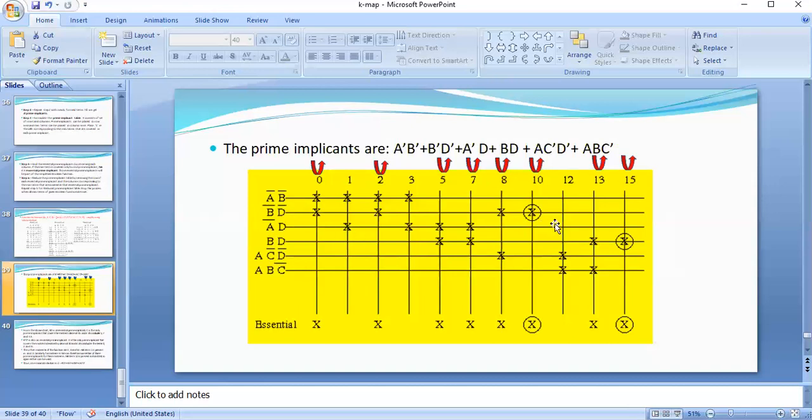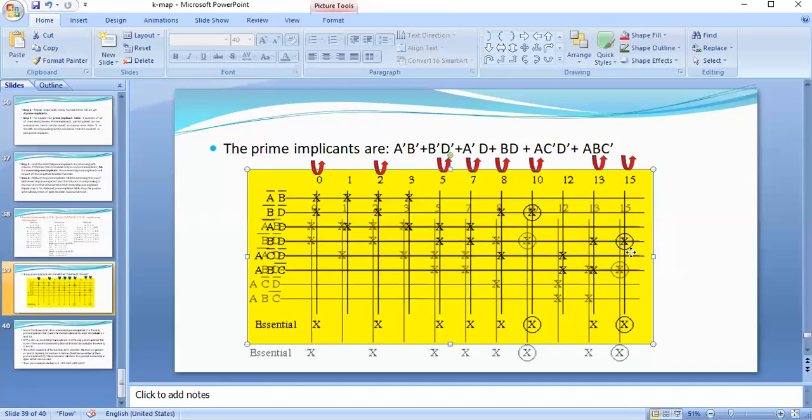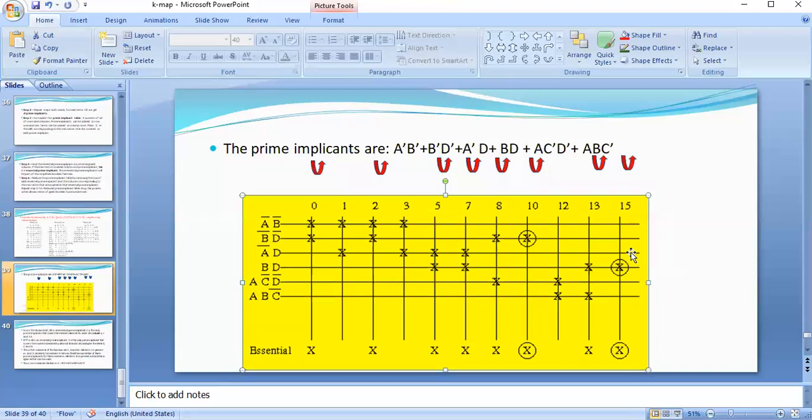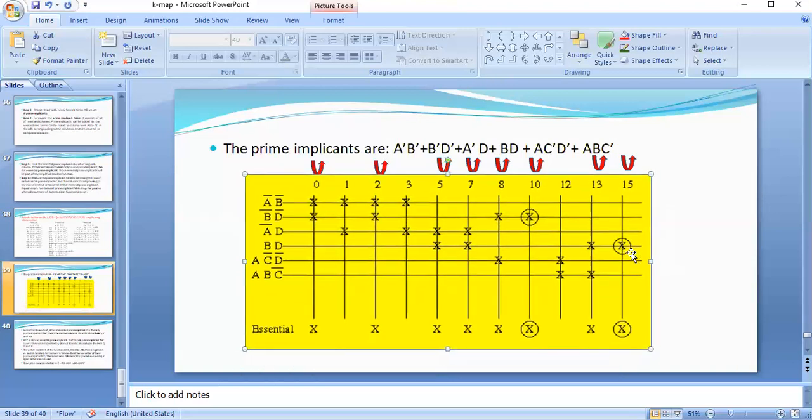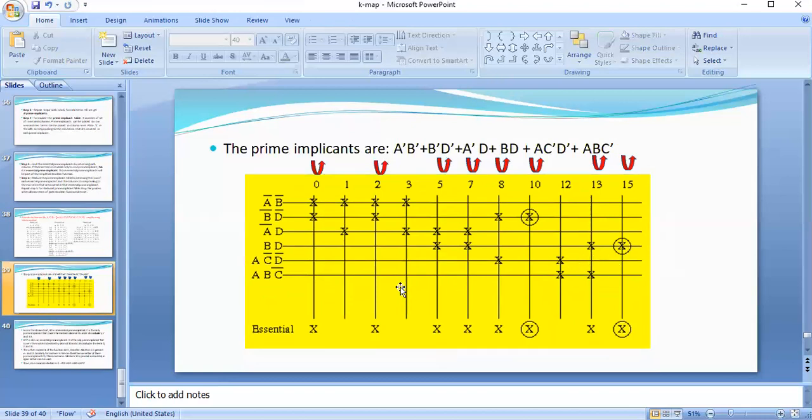In a similar way, this one also has a single cross mark alone. So what is the corresponding prime implicant? BD. So this BD is also called an essential prime implicant. See here, B bar D bar is an essential prime implicant, and BD is an essential prime implicant. So these two essential prime implicants should be in the final expression.